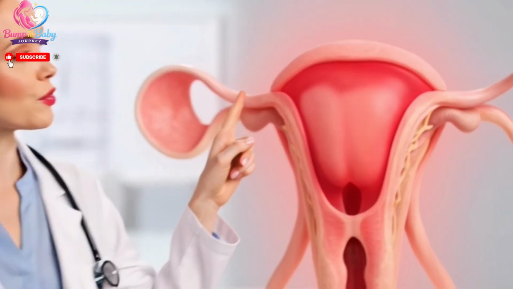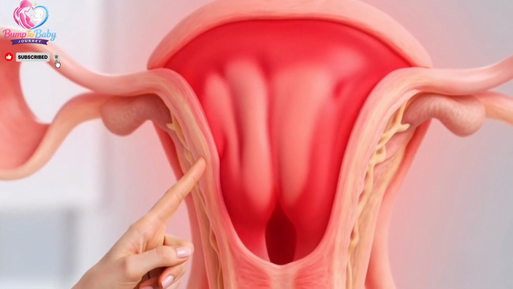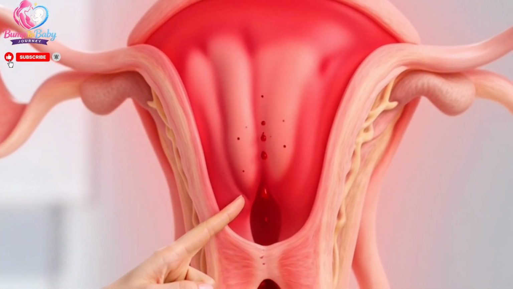Here in the endometrium, small blood vessels break, causing light bleeding. This is often triggered by hormonal shifts. It's usually normal. It's important to understand when pain is normal. Mild discomfort after exercise is expected, but severe or persistent pain is not normal.